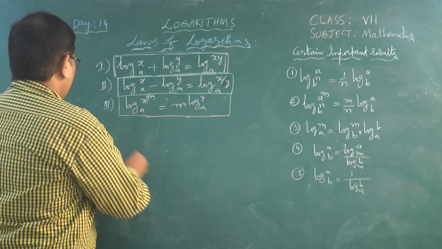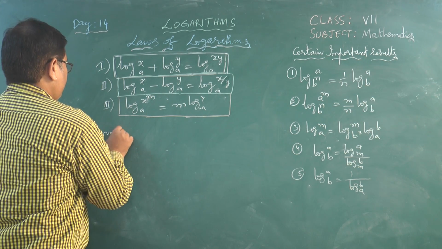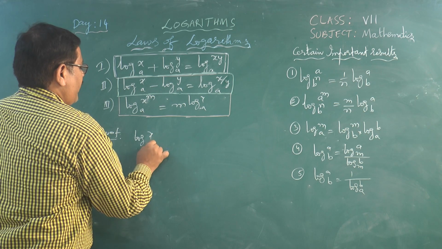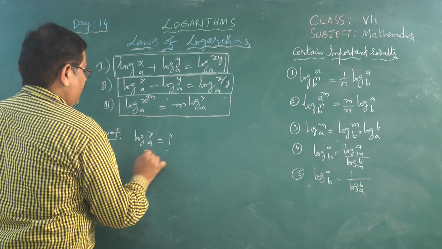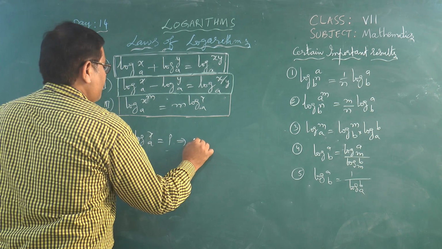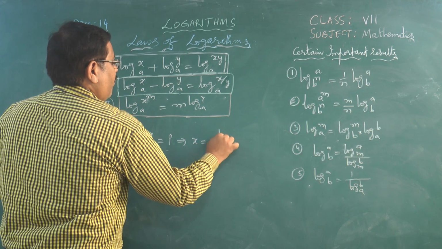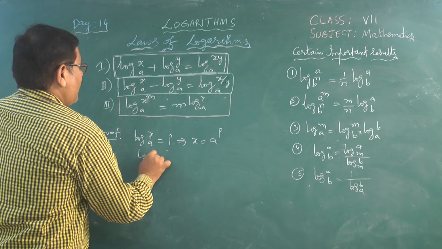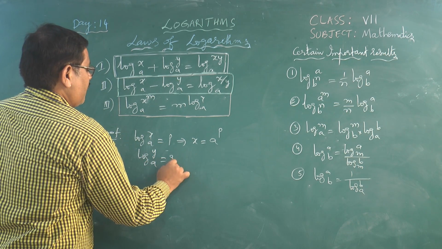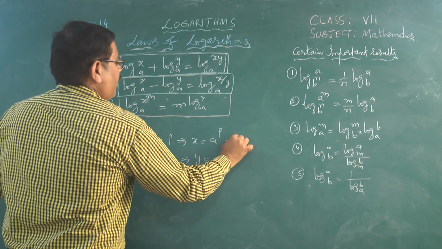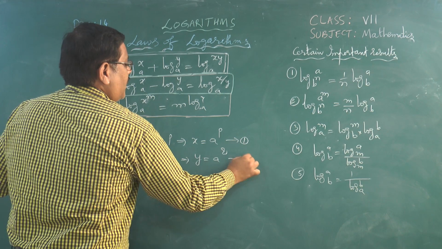Okay. Now let us take log x to the base a as some p. Okay, then as log x to the base a is p, we can simply say that x is equal to a to the power of p. That is a very basic definition of logarithm. Next, let us take log y to the base a is equal to q. That implies y is equal to a to the power of q. That we call it as condition 1 and it as condition 2.